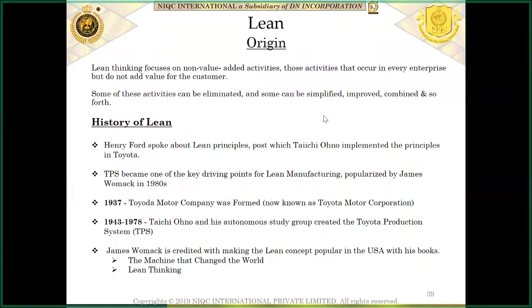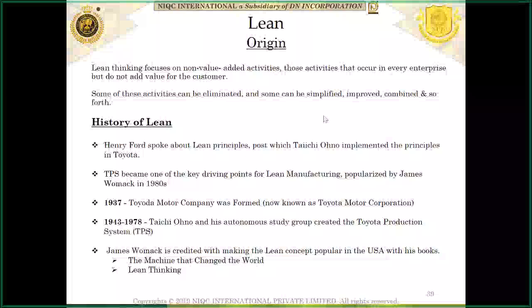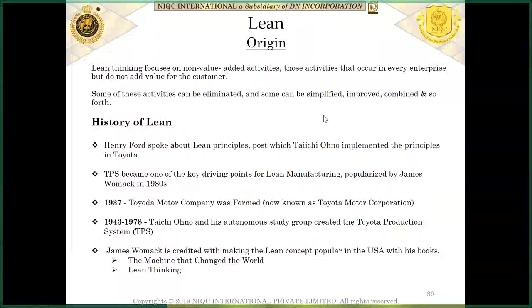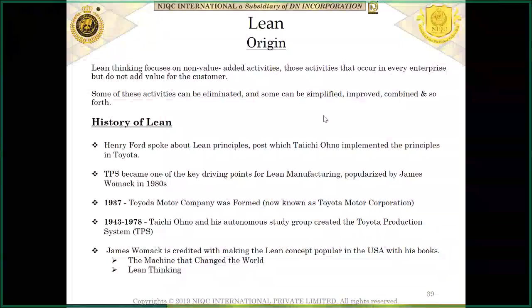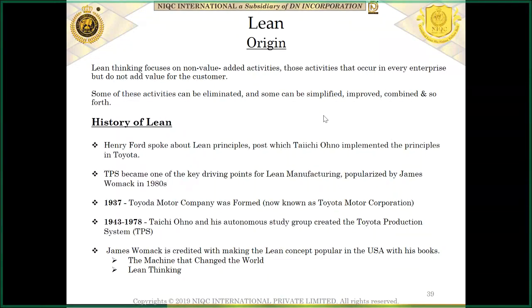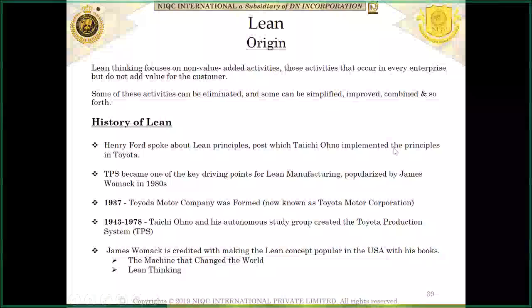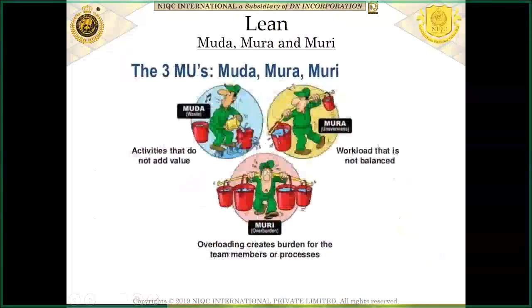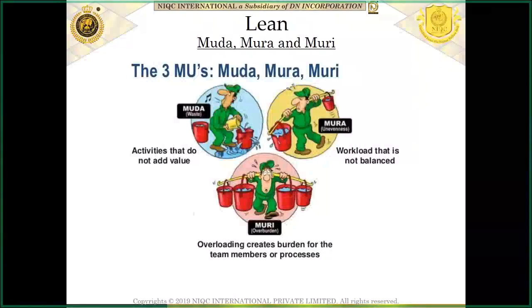Lean management was actually discovered around 1937, and precisely in 1940 it was formed. There was a person from Toyota who visited the US. This gentleman's name was Taichi Ohno. He also met Henry Ford, when Ford was looking at how to make more and more products, more and more cars.